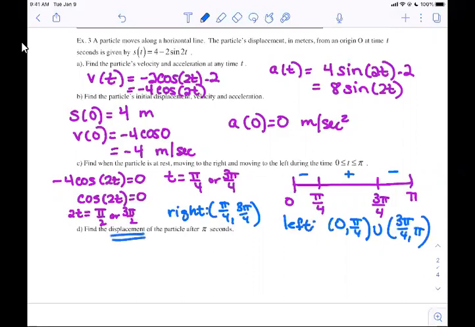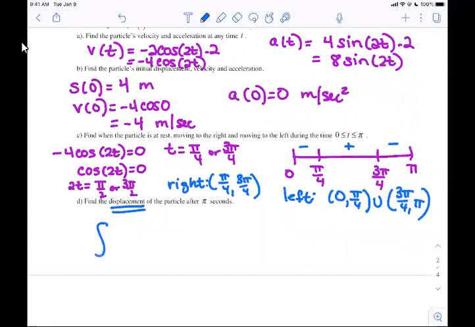Then it says find the displacement of the particle after pi seconds. So that's 0 to pi, and you want the velocity function. And I got 0 meters, so it's right back at the origin. But could you do that integral by hand? We should be able to.